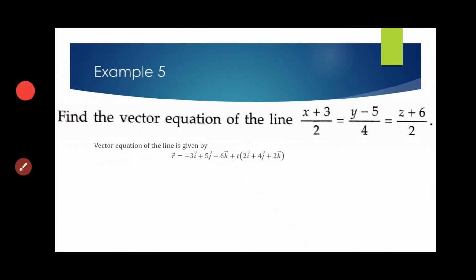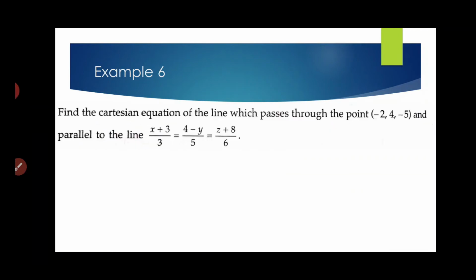So just check what I have written. x plus 3 is given, so minus 3 is one of the coordinates. y minus 5 is given, so 5 is one of the coordinates, and z plus 6 is given, so minus 6 is another coordinate. So the position vector of the point through which it is passing is minus 3i plus 5j minus 6k, and 2, 4, 2 is the direction. So it will become 2i plus 4j plus 2k. So that's how you convert the Cartesian form into vector form.